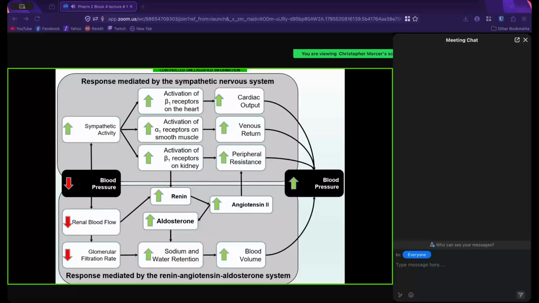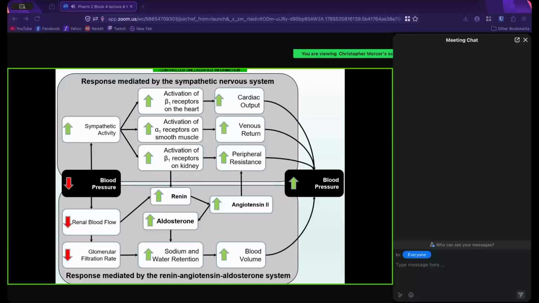Big chart, big slide, right? So basically what we're talking about here is this interaction between the sympathetic nervous system and the RAAS system there at the bottom, renin-angiotensin-aldosterone system. Because both things, the sympathetic nervous system and the RAAS system, interplay. And this is just showing how they interplay to control blood pressure.